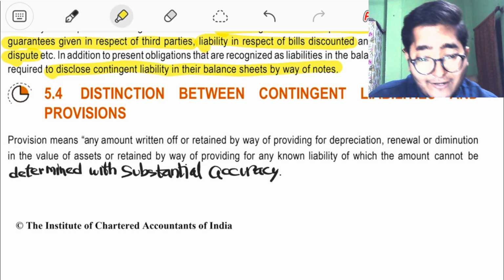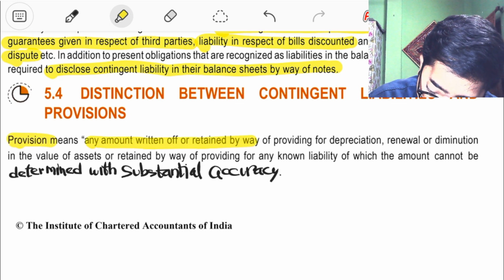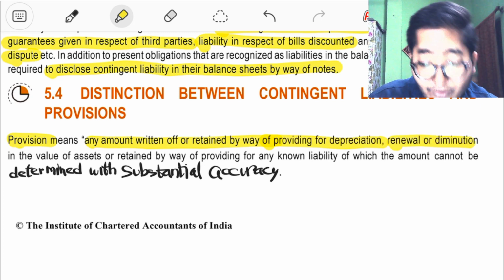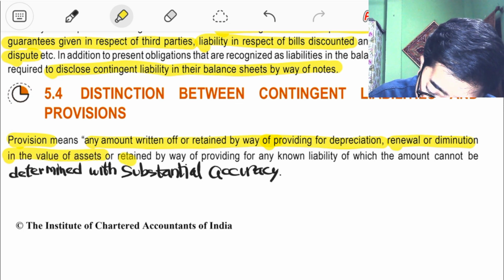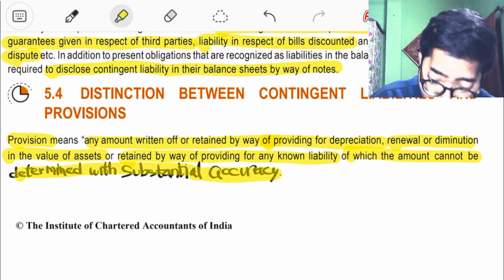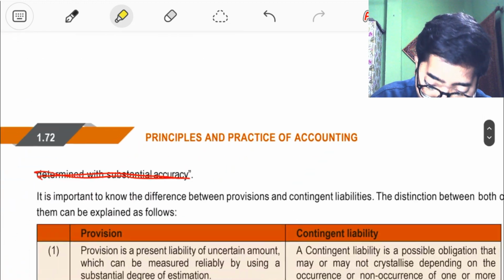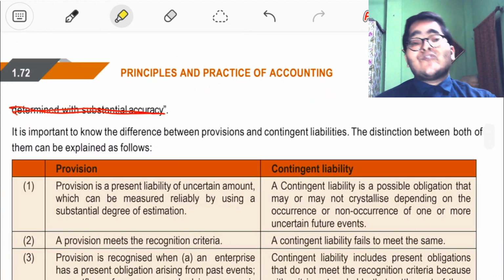So let us mark it up. Provision means an amount written off or retained by way of providing for depreciation, renewal or diminution in the value of assets, retained by way of providing for known liability of which the amount cannot be determined with substantial accuracy. I hope you were able to get it. If you have any problem, please write me in the comment section. I will try once again to explain this topic to you.